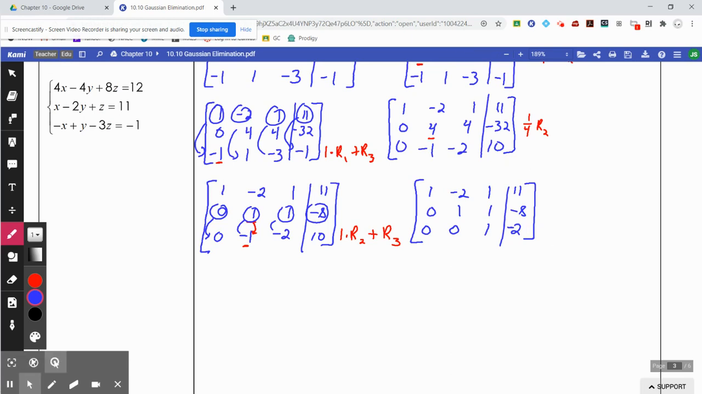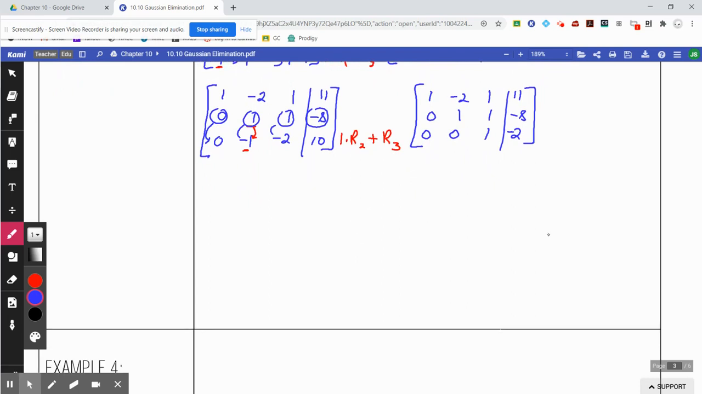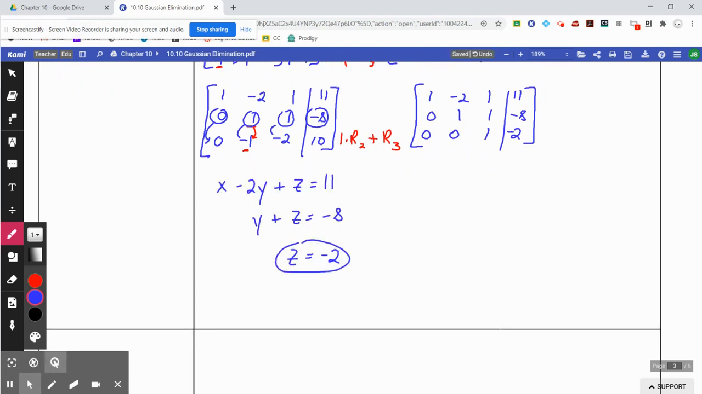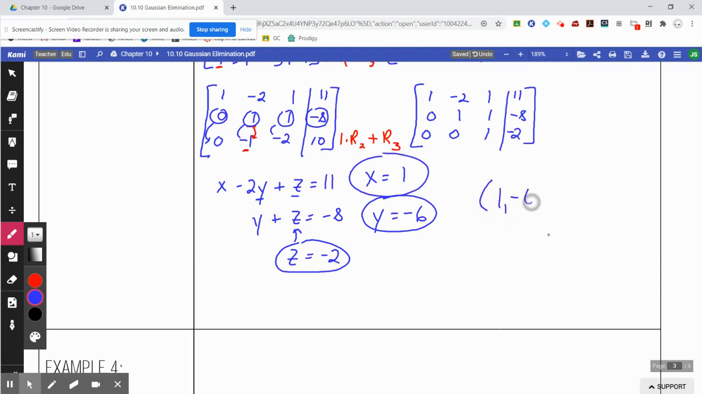Okay, now we can go ahead and write that back as a system so that we can use back substitution. So since z is -2, plug it in here, and that gives you that y is -6. And since that y is -6 and z is -2, plug it in there and there, and that tells you that x is equal to 1. So therefore, my solution is 1, -6, -2.